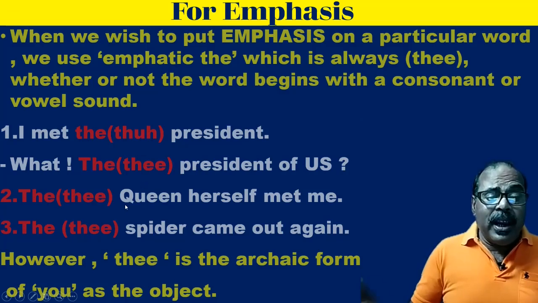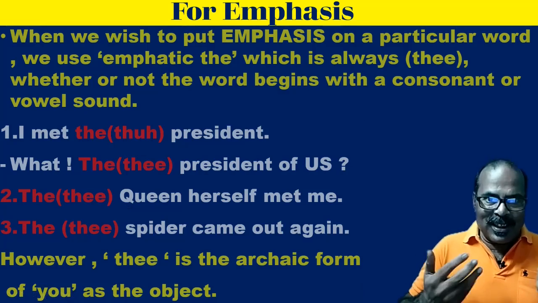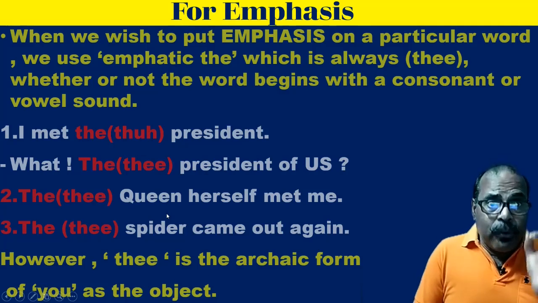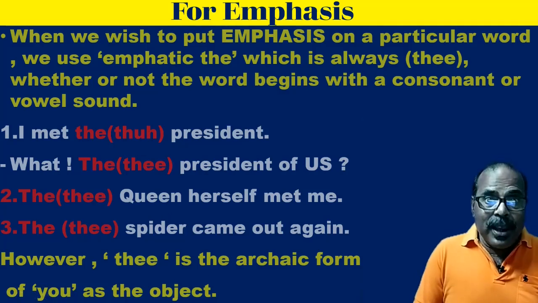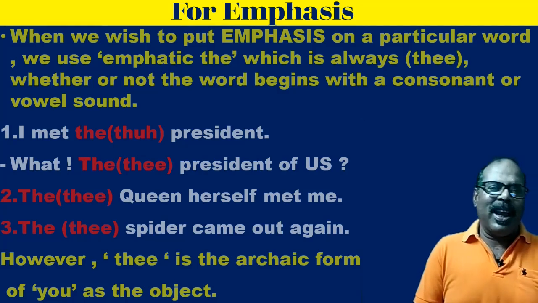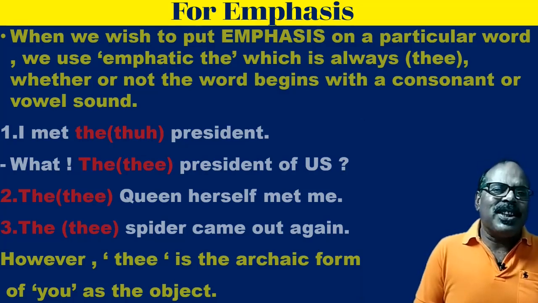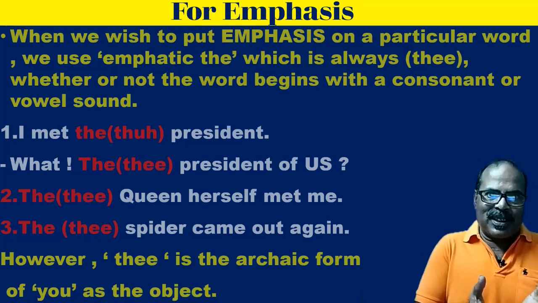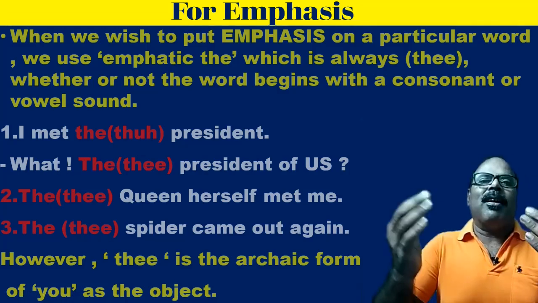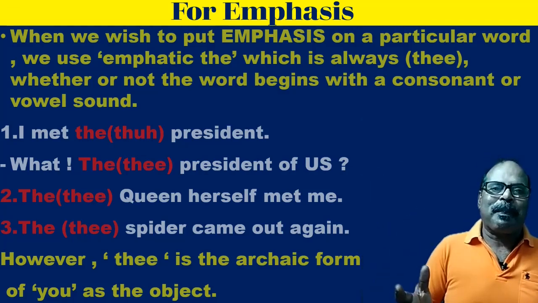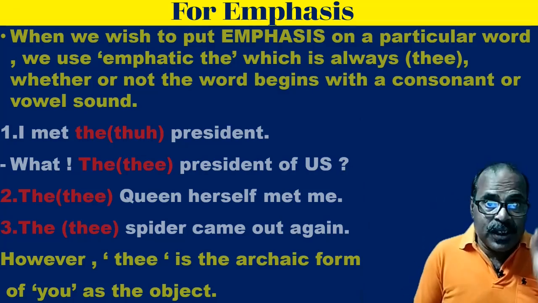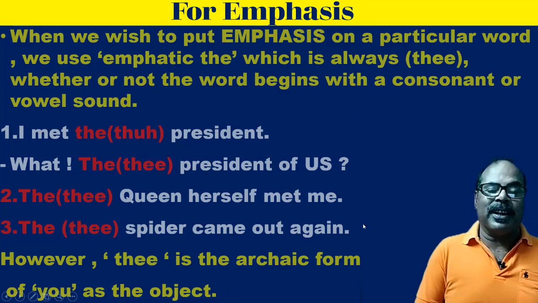Now, the queen herself met me. The queen herself met me. I am giving emphasis upon queen. The queen herself met me. So here I am giving an emphasis, and instead of using "the", I must use "thee". Again, the spider came out again. Perhaps the spider came out the previous day and it's known, or I am giving emphasis upon the spider. So I must say "thee" spider came out again.